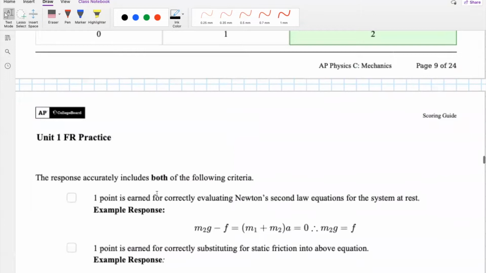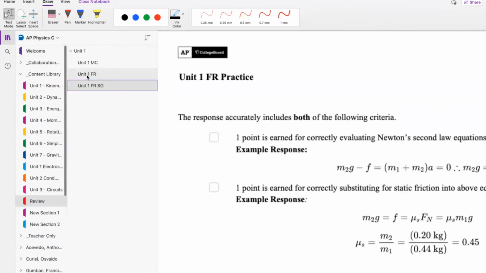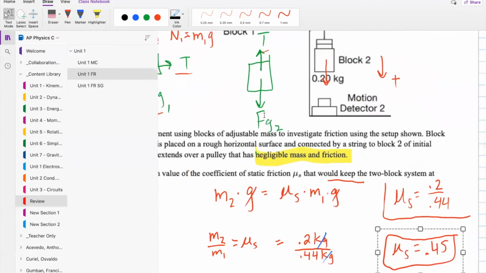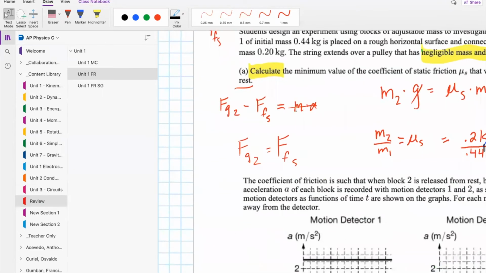So 1 point is for correctly evaluating Newton's second law equations for the system at rest. So recognizing that it's m2g minus the force of friction equals the mass of the system, m1 plus m2, times a. And so in my expression, I had already just canceled that and set it equal to 0. But let's see here if I even wrote that statement correctly. I just kind of wrote it. Yeah, here I left it as m, but it's a little ambiguous, right?